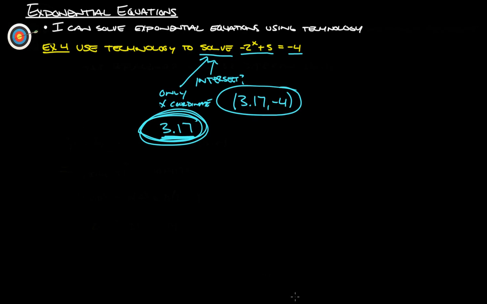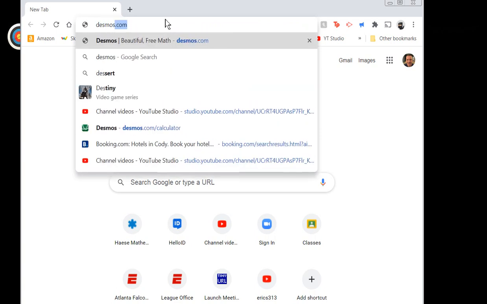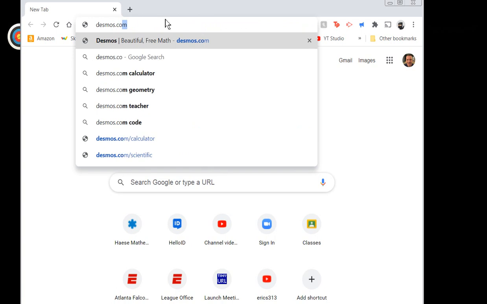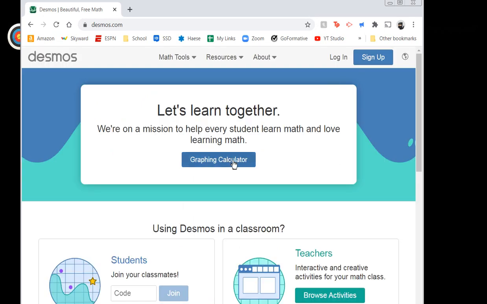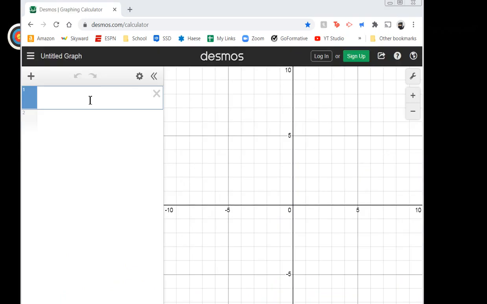Okay, if you do not have a graphing calculator, I want to show you how to do this on Desmos really quick. Just go into Desmos.com, and it will give you this here. You can just go straight to click on the graphing calculator piece. You should not have to log in or sign up. But of course it's not letting me click on that right now. Oh, there we go. So eventually this will pop up.